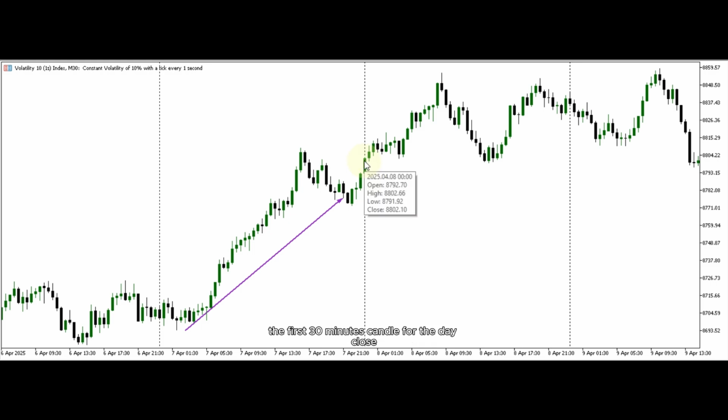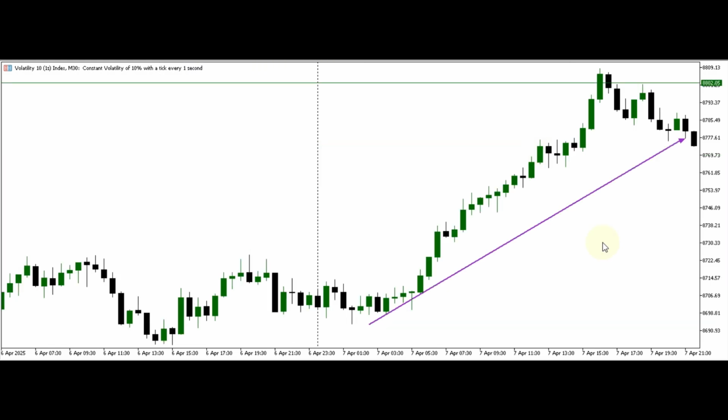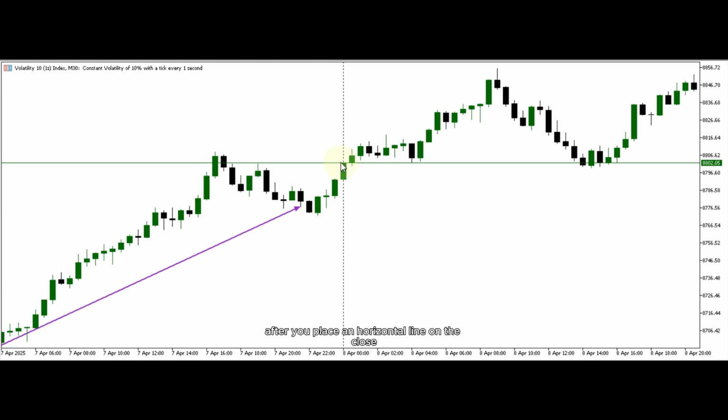Immediately the first 30 minutes candle for the day closes, the next thing you will do is to place a horizontal line on the close price for the first 30 minutes candle, which I did here. Let me zoom in so that we see it clearly. After you place a horizontal line on the close price for the first 30 minutes candle for the day, the next thing is for you to wait for a bullish candle to cross and close above the horizontal line. For example, here you can see that this bullish candle crossed above this horizontal line. It did not just cross above this horizontal line, it also closed above the horizontal line.